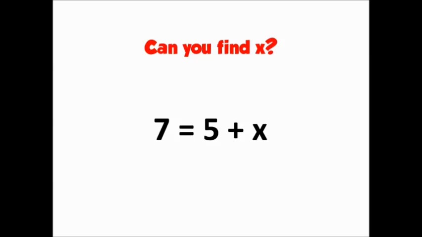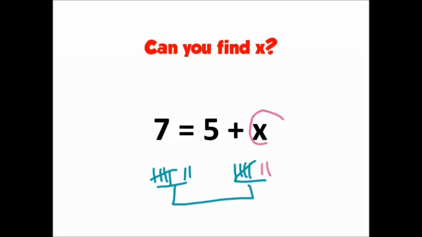Here's another equation. 7 equals 5 plus x. Now you could make another pan balance like this. Put 7 on one side: 1, 2, 3, 4, 5, 6, 7, and then put 5 on the other side: 1, 2, 3, 4, 5, and then add more lines and tick marks or tally marks until they're equal. If I add 2 more, they are equal, so x equals 2.